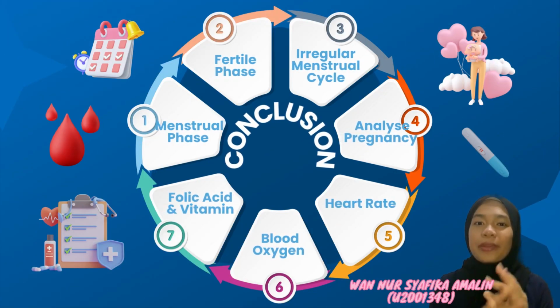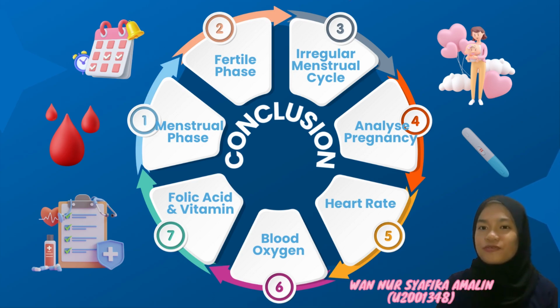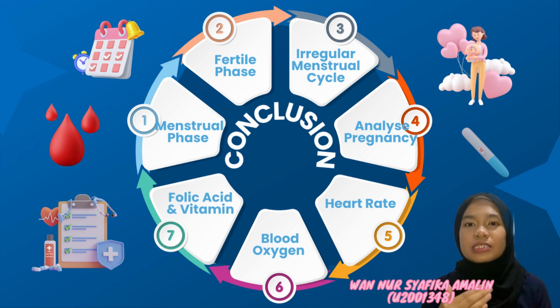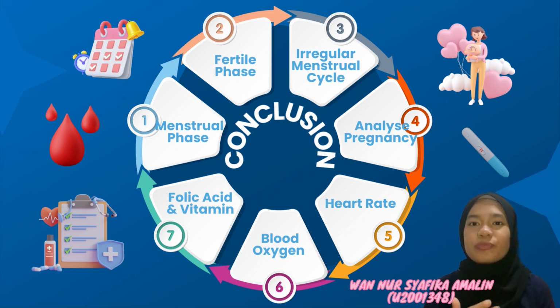This period tracker and pregnancy health analyzer Python program provides a variety of features for monitoring menstrual cycles, including menstrual phase, ovulation date, fertile window phase, and determining whether the user has an irregular menstrual cycle. Besides, this program can analyze pregnancies from the data and symptoms put in by the user. Other than that, this program can evaluate heart rates and determine the level of blood oxygen, folic acid, and vitamin E in pregnant women. It gives women an easy-to-use, comprehensive tool for keeping track of their health and making decisions.